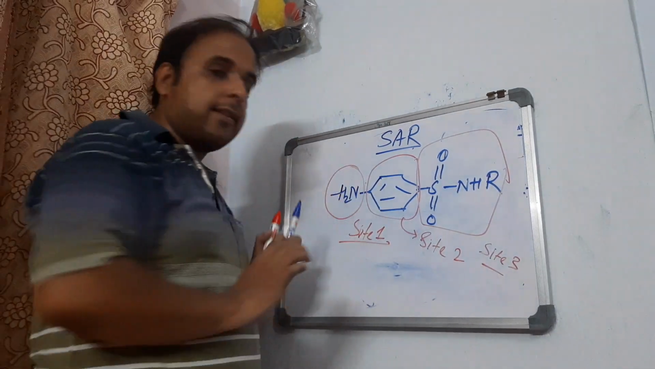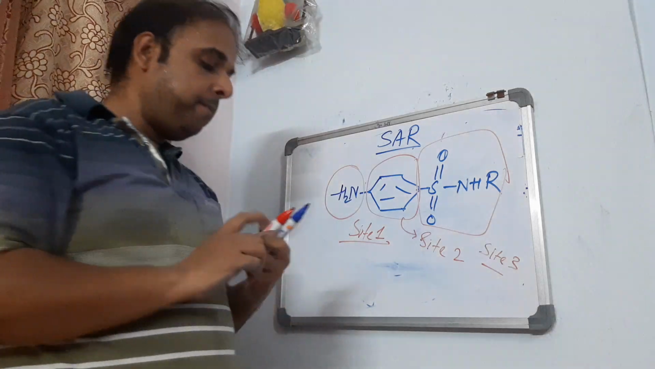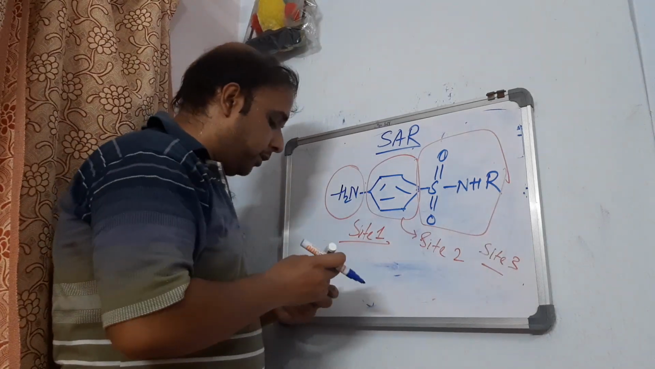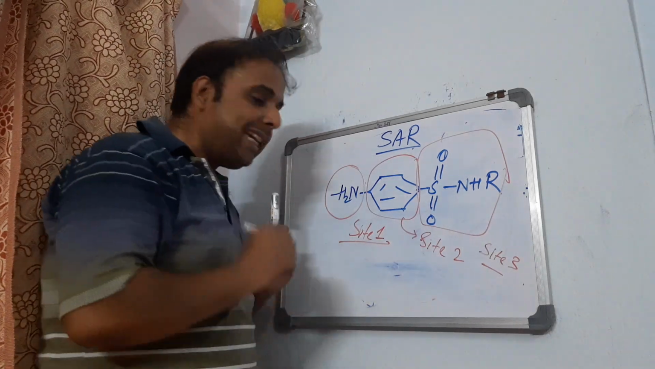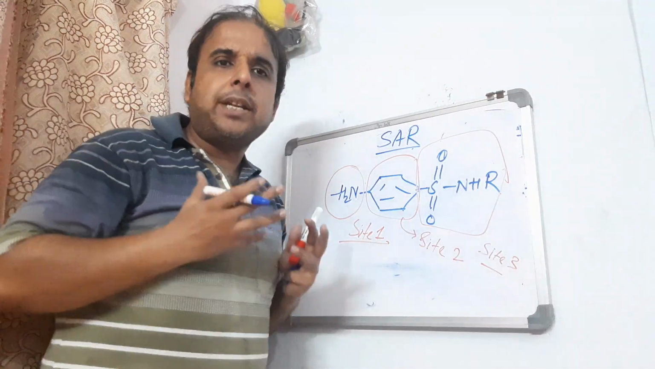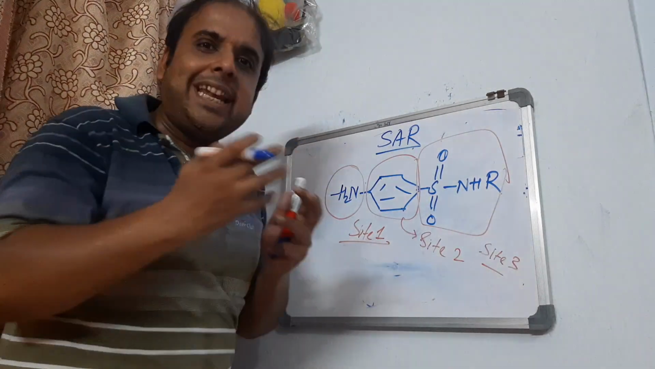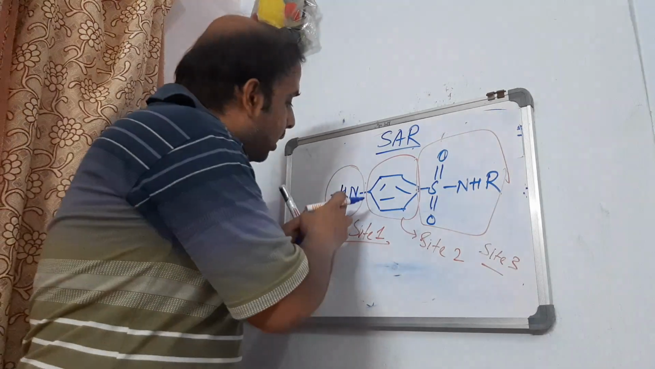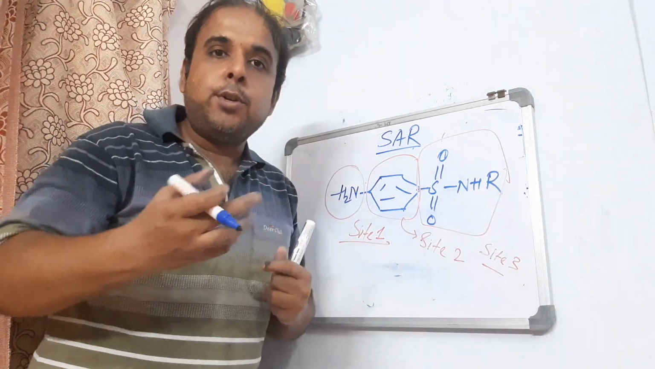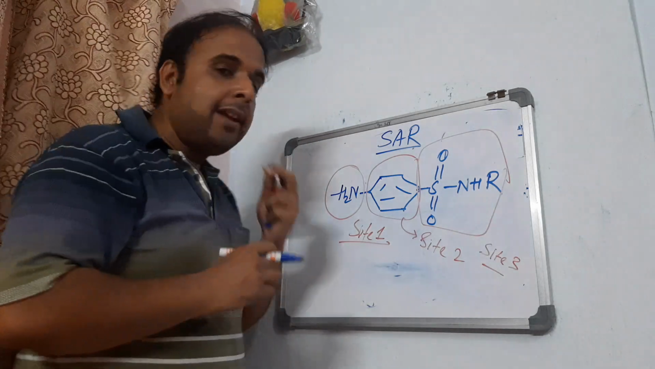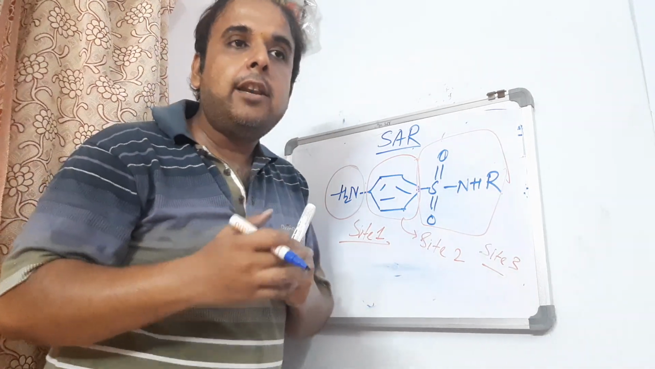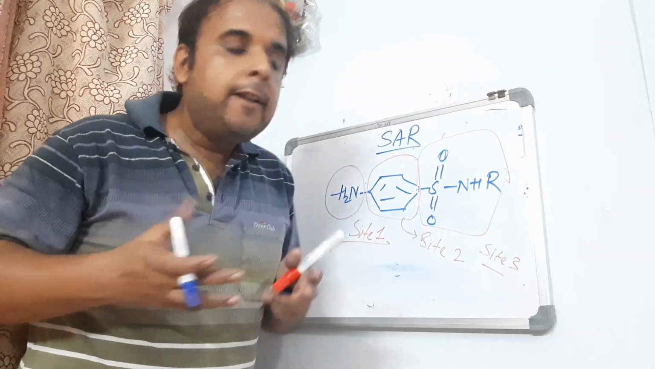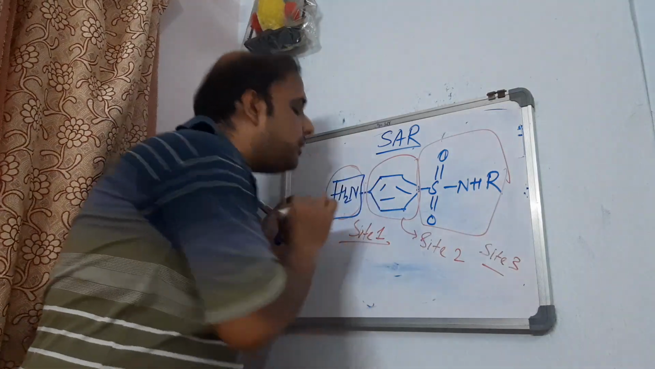Let us start from this end, coming to this amino portion. What can be done with this amino? Shall we keep it as such, or will it require any kind of substitution or not? What they observed is that for maximum antibacterial or bacteriostatic effect to prevail, the amino should be unsubstituted.